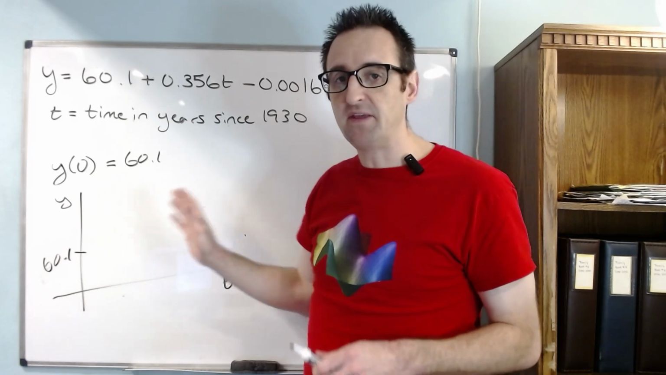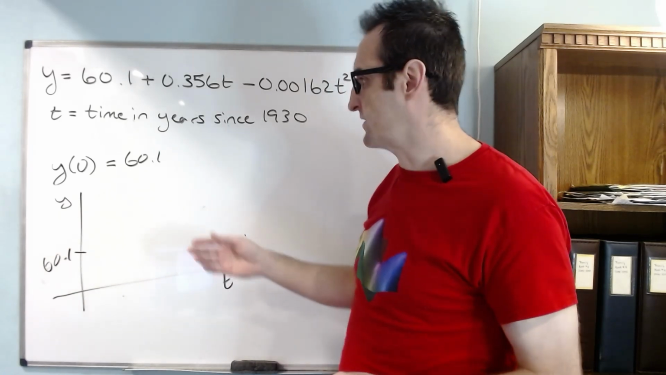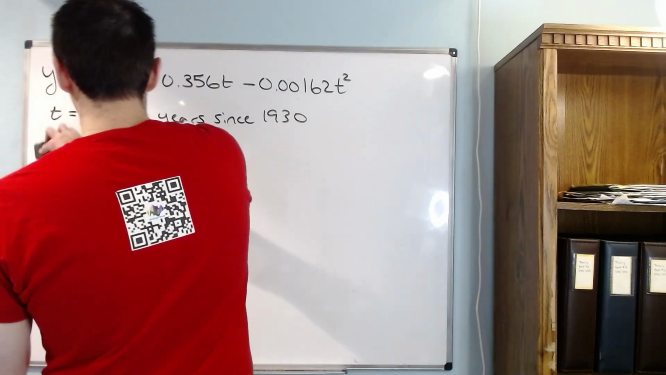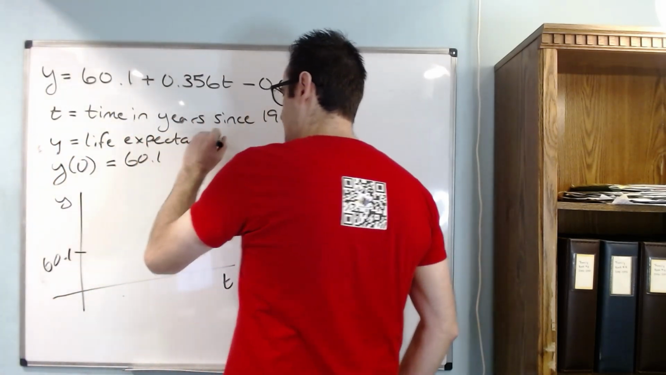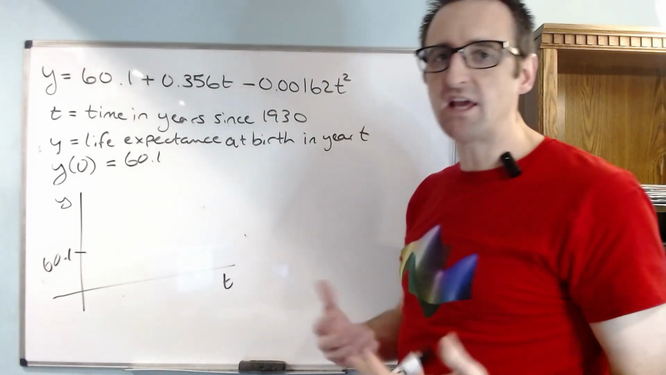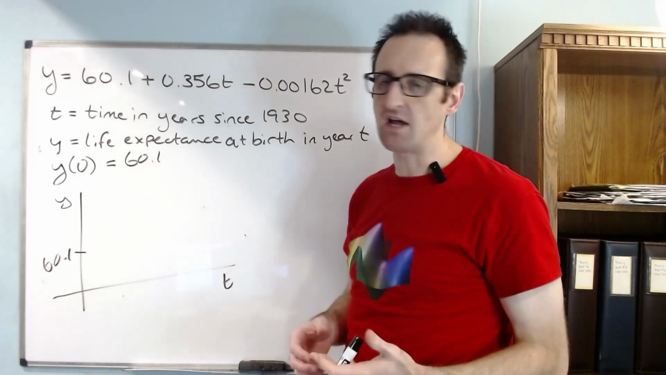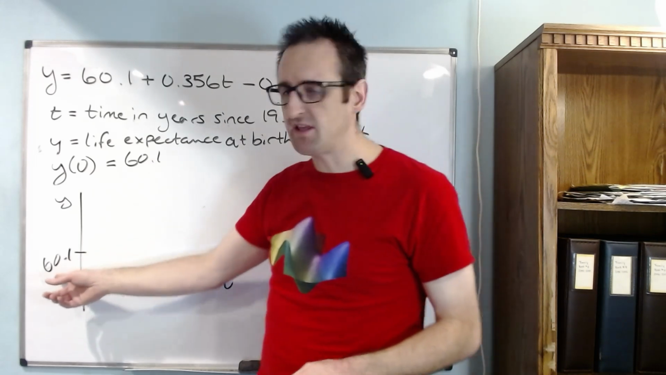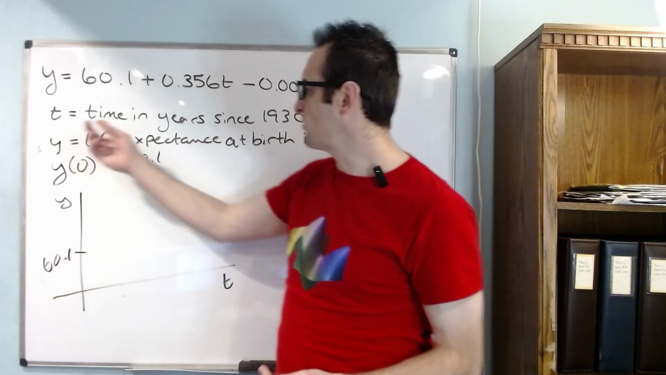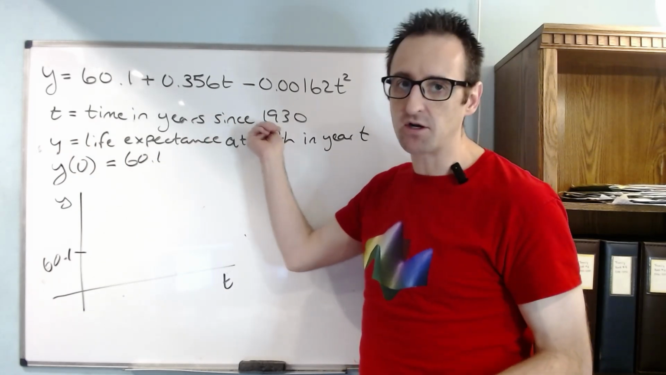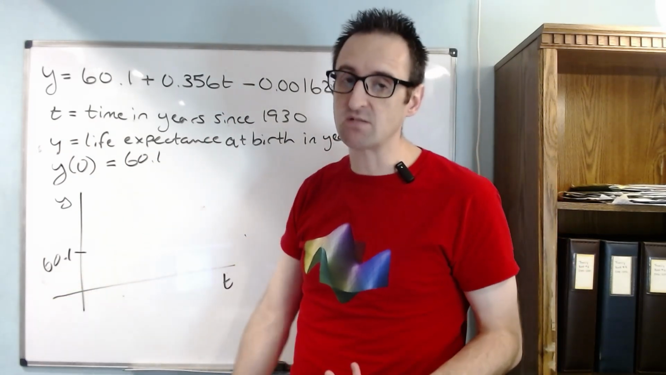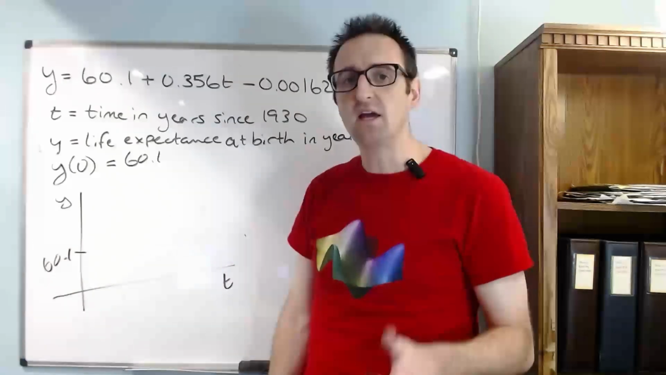In order to figure out what this means, we have to remember what our variables are. Now, t is the time in years since 1930, but y is equal to the life expectancy at birth in year t. So somebody born in that particular year, what would be their life expectancy? So this here would be the life expectancy of someone born at t equals 0. But t equals 0 is the year 1930. So this should be the life expectancy, or rather it approximates the life expectancy of someone born in 1930.